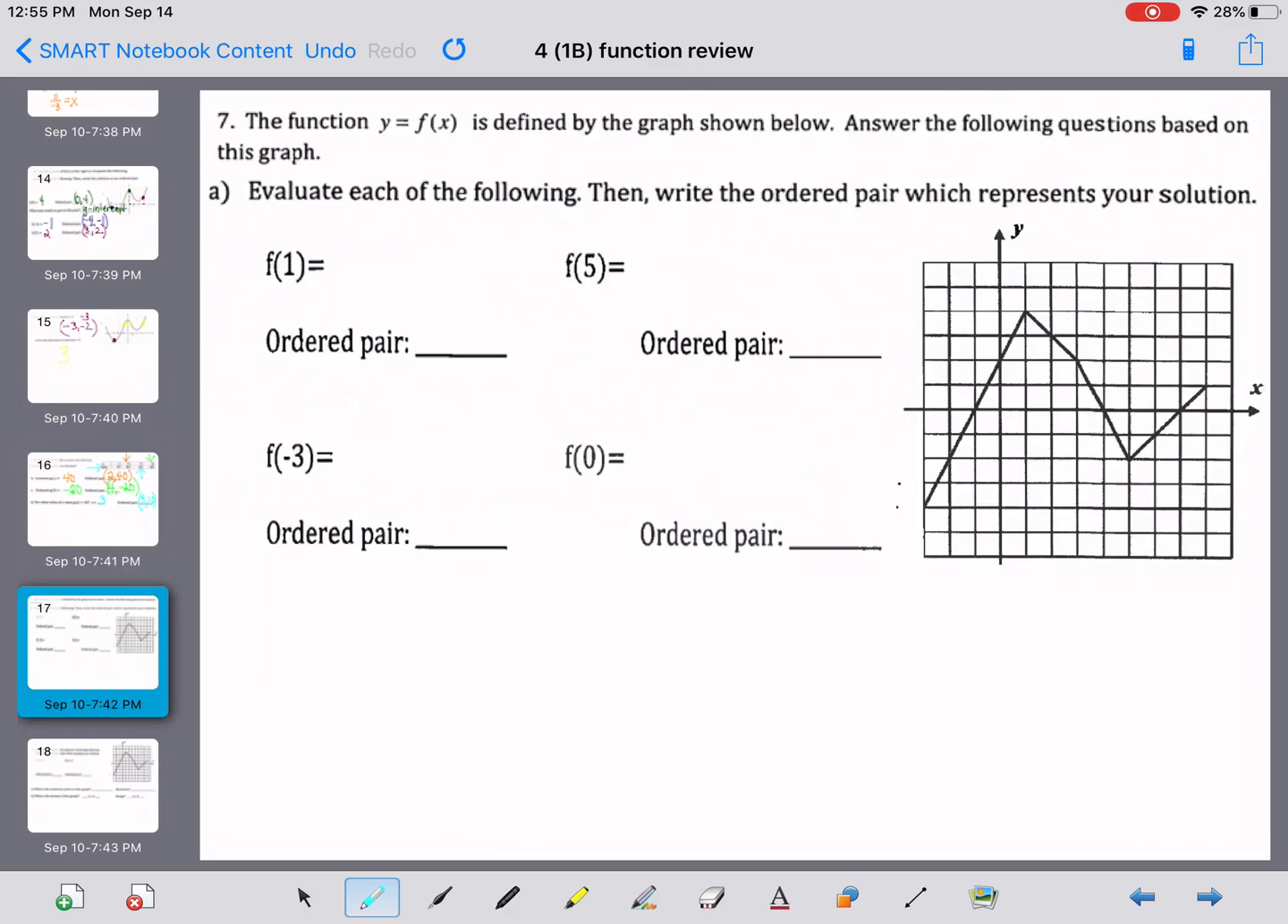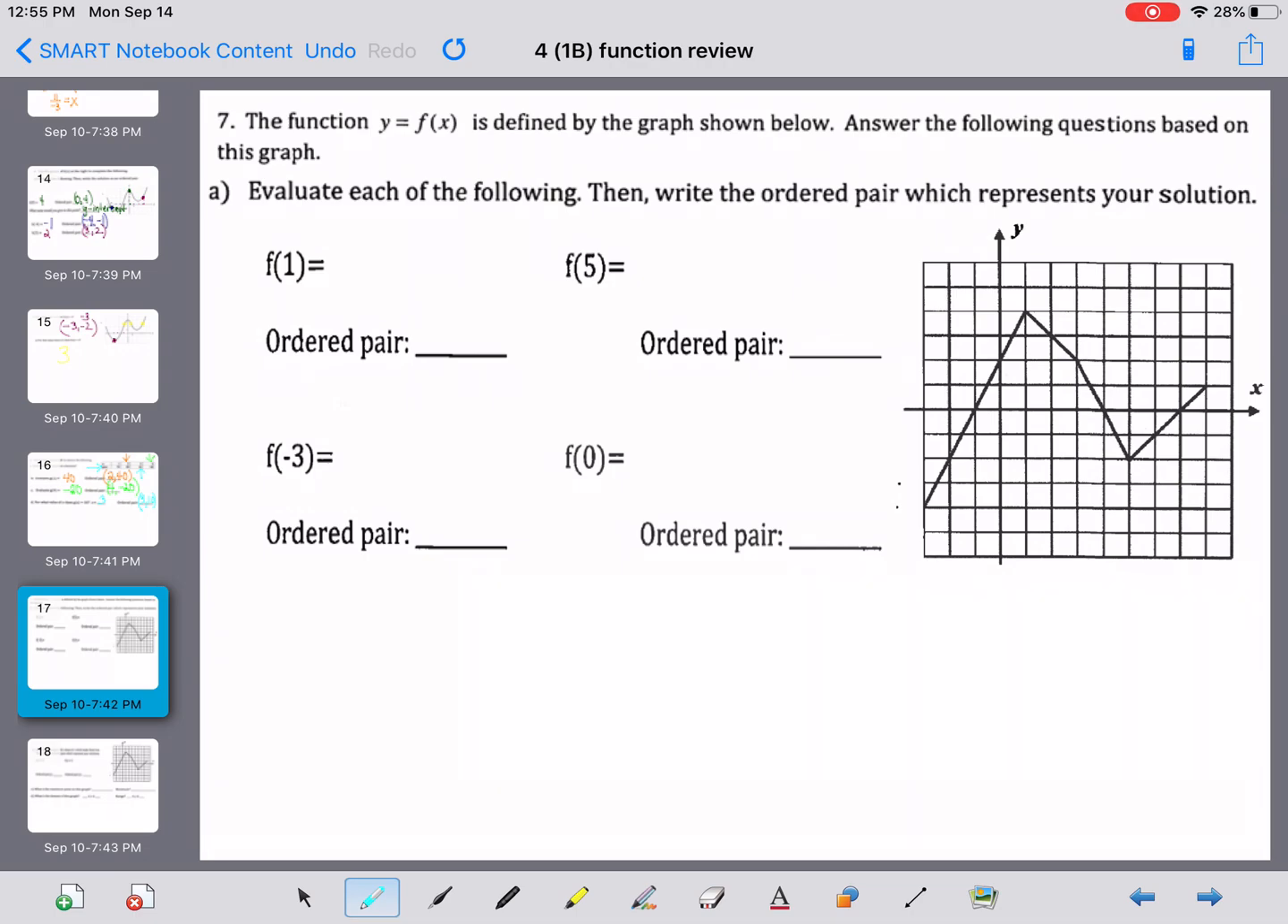So once again, we're given a picture. It says the function y equals f of x is defined by the graph shown below. Answer the following questions based on this graph. Evaluate each of the following, then write the ordered pair which represents your solution. So once again, we're looking at the ordered pair here.